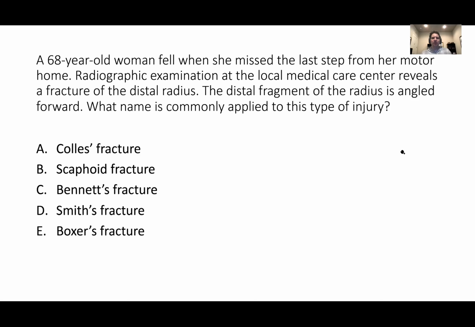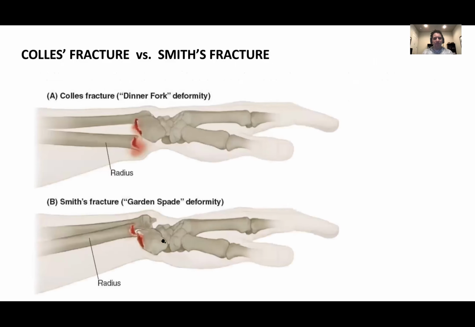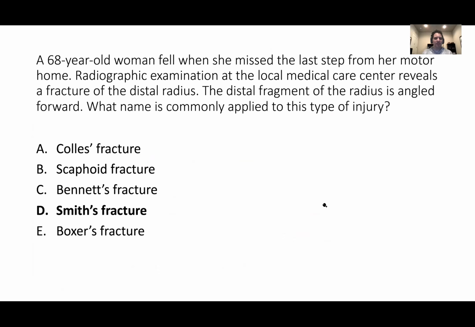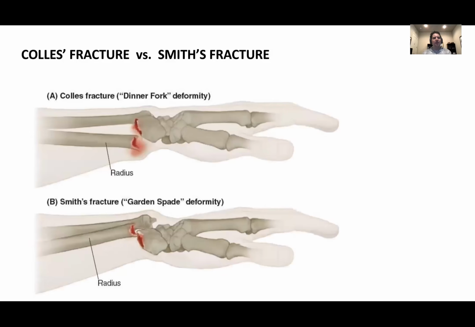All right, so these get a little confusing. You always define this by the distal fragment. So you have an injury to the radius, you define the dislocation by the distal portion of the injury. So if the distal fragment is angled forward, meaning the distal fragment is anterior, we're looking at a Smith's fracture. So let's take a look. Smith's fracture is here. Okay, let's do Colles's first.